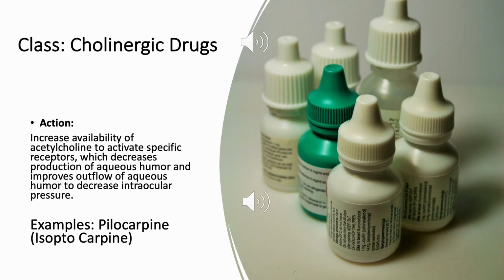Another class is cholinergic drugs. The action is increasing the availability of acetylcholine to activate specific receptors, which decreases production of aqueous humor and improves outflow of aqueous humor to decrease intraocular pressure. An example is pilocarpine, also known as isopto carpine.